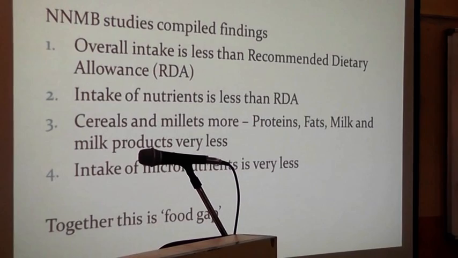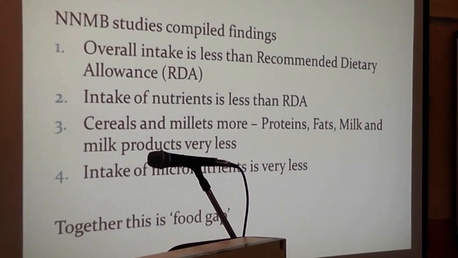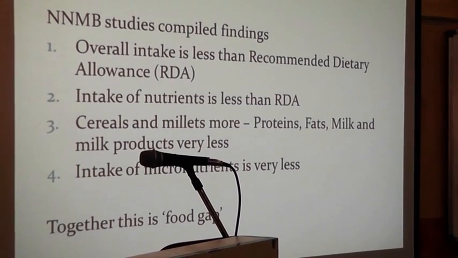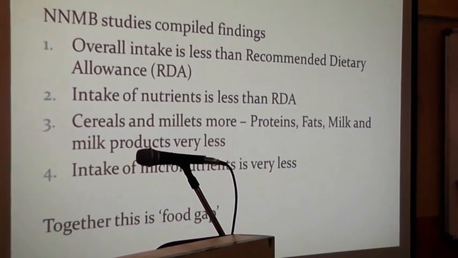I'm talking about the quantity being less. Then the intake of nutrients is also less, because the quantity itself is less, and whatever they eat is not really nutritious. The intake of micronutrients is very low in their diet. So together, these 3-4 points create a food gap. Among adults it is there, and it percolates to their children also, and that food gap continues.